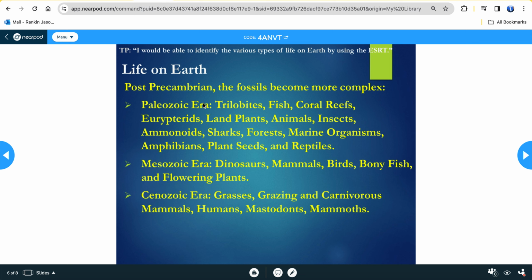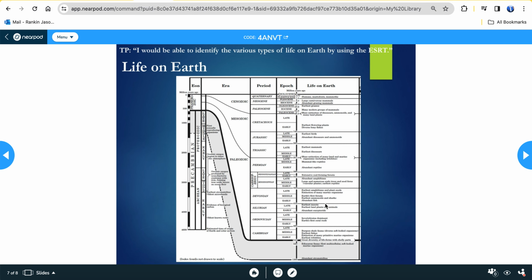Paleozoic, we have trilobites, fish, coral reefs, eurypterids, land plants, animals, insects, ammonoids, sharks, forests, marine organisms, amphibians, plant seeds, and reptiles. Mesozoic era, we have dinosaurs and mammals and birds and bony fish and flowering plants. Cenozoic era, we have grasses, grazing and carnivorous mammals. We have humans, mastodons, and mammoths. That was from our previous lesson.